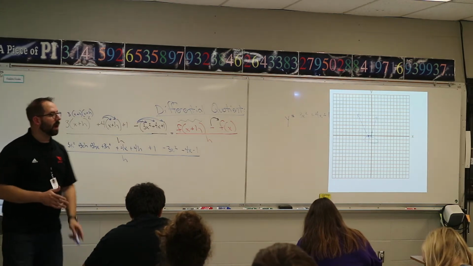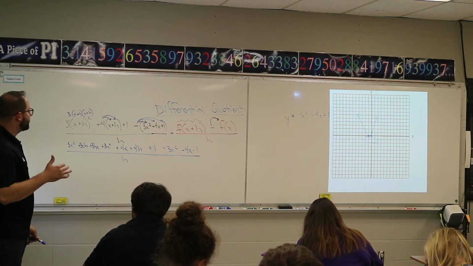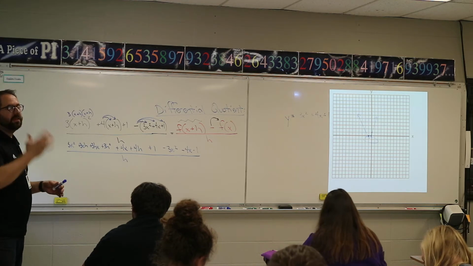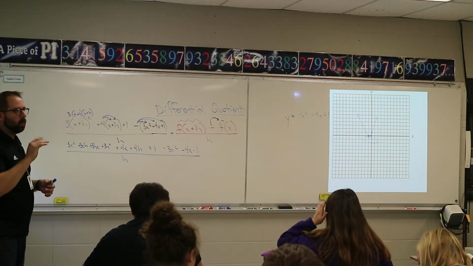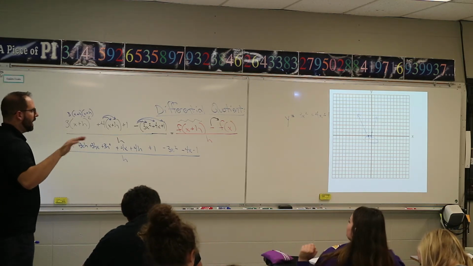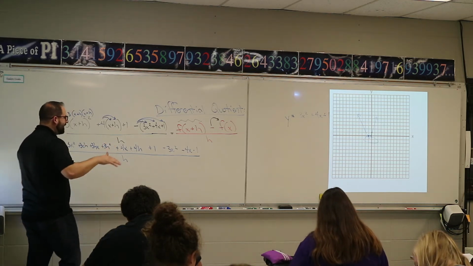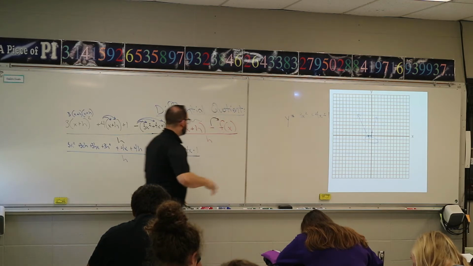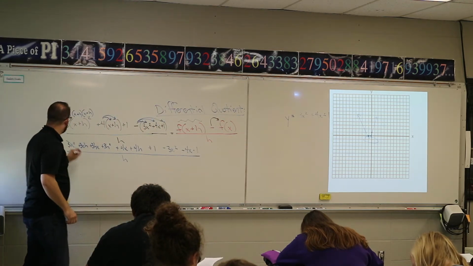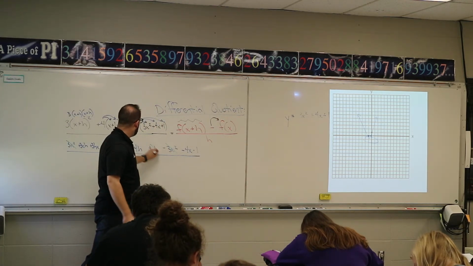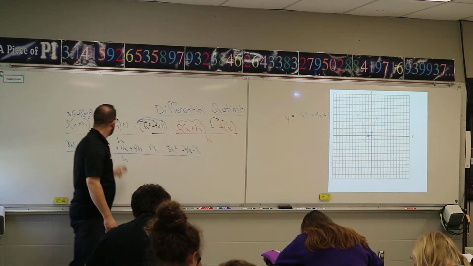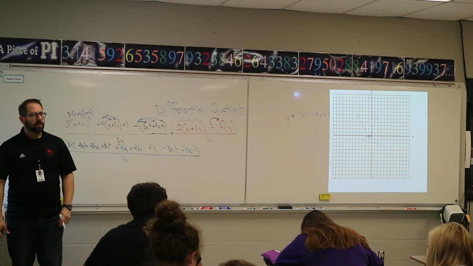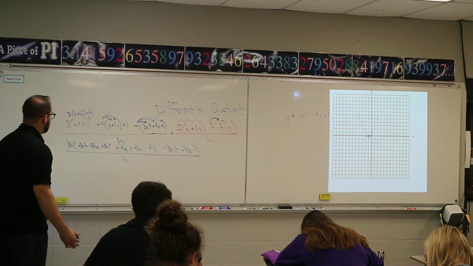Here's how you know if you did it right. If you're doing all this stuff, you're distributing, you're doing everything, anything that does not have an h will go away. That's how you know if you're doing it right. Anything that doesn't have an h should cancel out. So if you did this right, 3x squared, negative 3x squared, 1, negative 1, 4x, and negative 4x, they are literally all canceling.